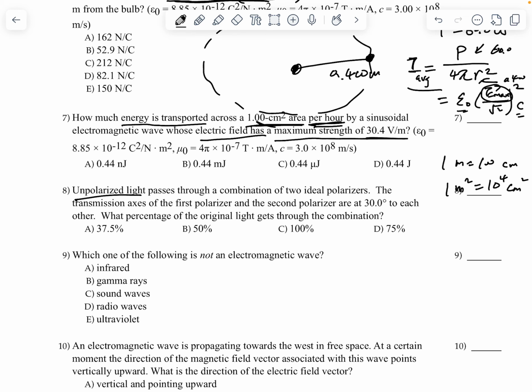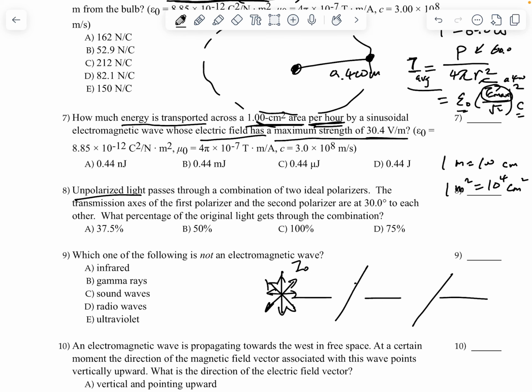Unpolarized light passing through a combination of two ideal polarizers. The transmission axes of the first polarizer and the second polarizer are at 30 degrees to each other. First, this is unpolarized, in all directions. Then a polarizer, another polarizer, and those two are at 30 degrees. So basically that's the idea.